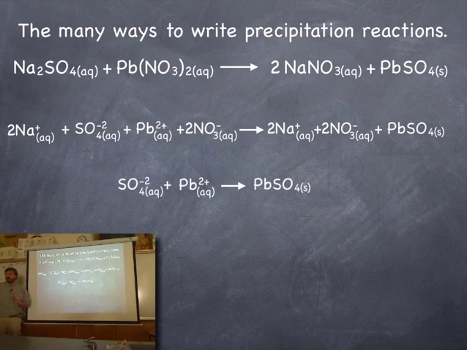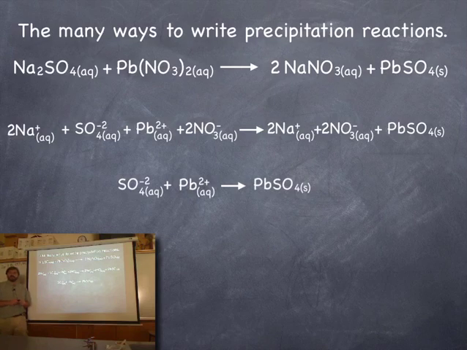Okay? Molecular, complete, and net ionic equations. So molecular, we leave things stuck together, kind of as molecules. Complete, separate all the aqueous compounds into individual ions. Net, leave out the things that don't react, that don't change. Okay? Any questions about that process? We'll talk a little bit more about predicting stuff in the next couple of days.